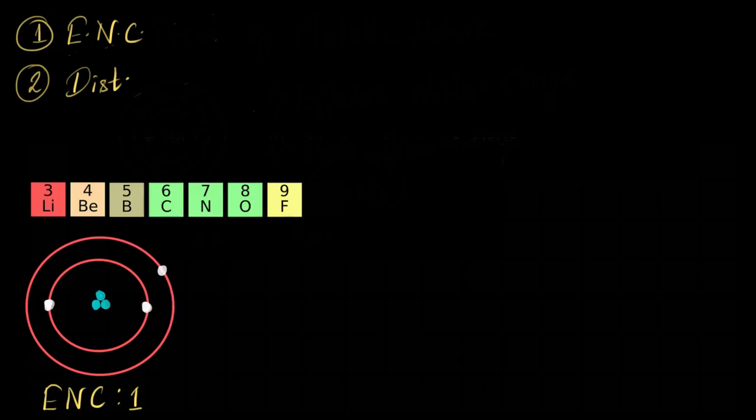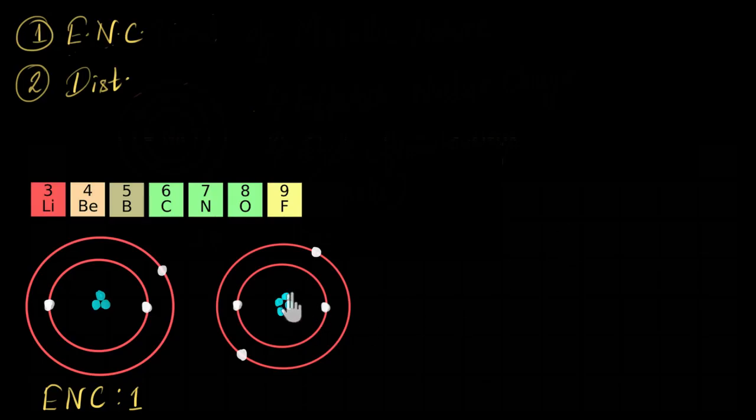Now let's talk about beryllium. Beryllium's atomic number is 4. It has 4 protons in its nucleus and 4 electrons. If we focus on this valence electron, okay, this is being pulled by these 4 protons and it's being repelled by these 2 inner electrons.